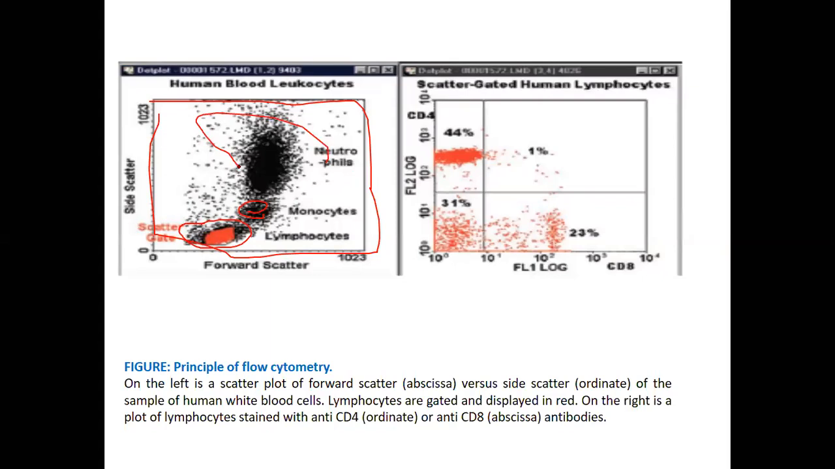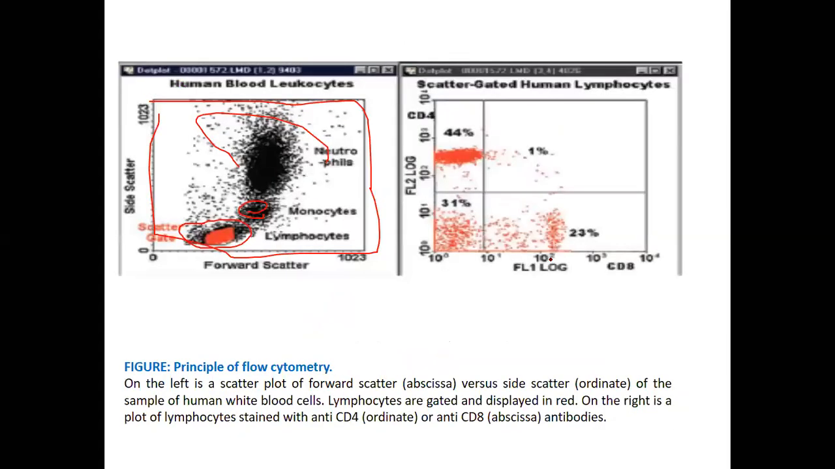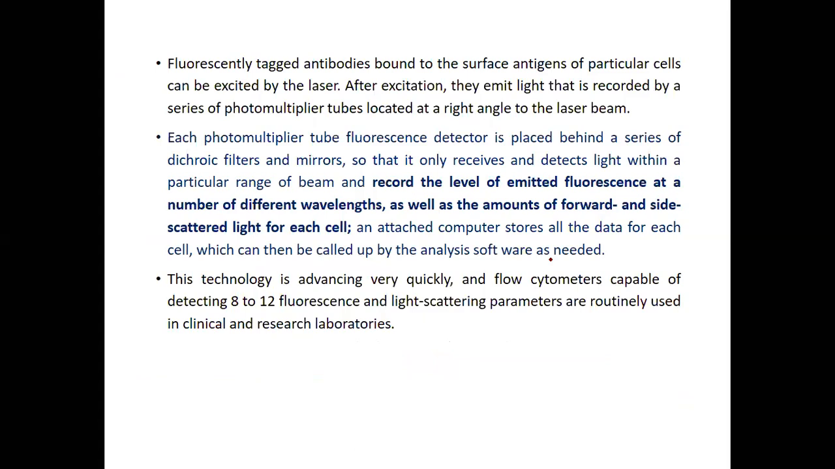So henceforth, flow cytometry methods are a very widely used technique nowadays for analysis. Here the laser beam and the detectors that have been placed play an important role, along with the sheath fluid, which maintains the hydrodynamicity of the flow. Based upon the detectors, this technology can detect up to 8 to 12 fluorescence parameters, and light scattered parameters are very commonly used nowadays in research or regular laboratories.